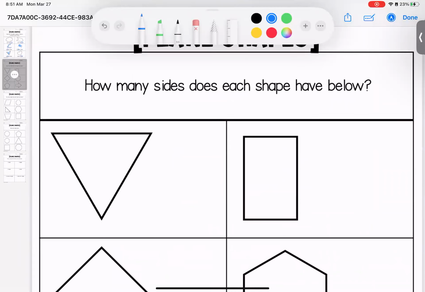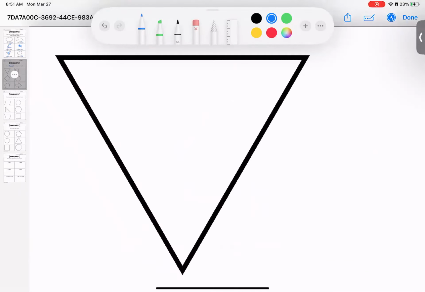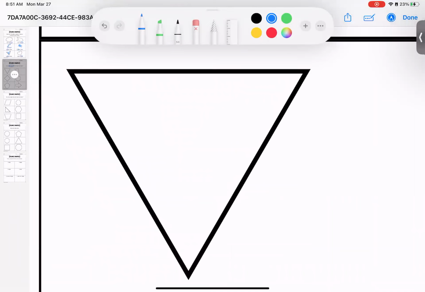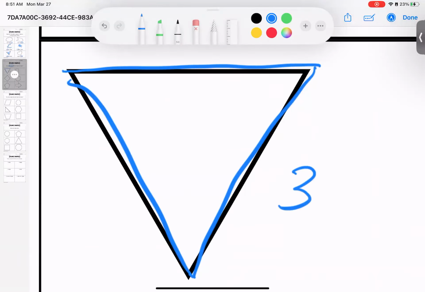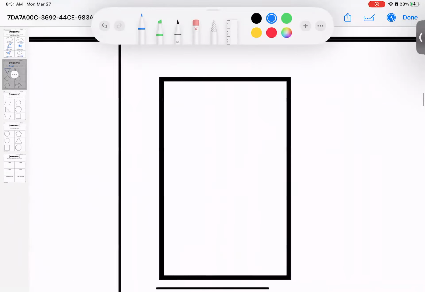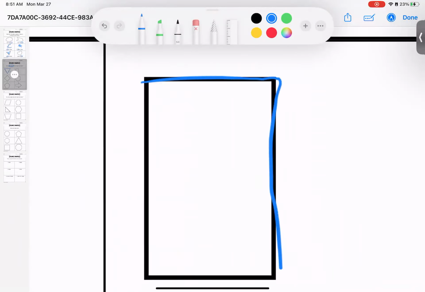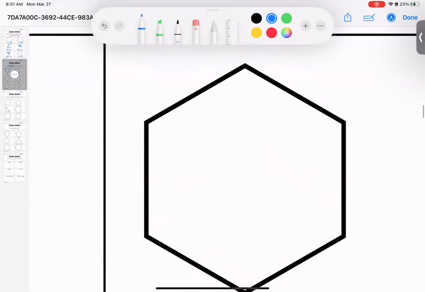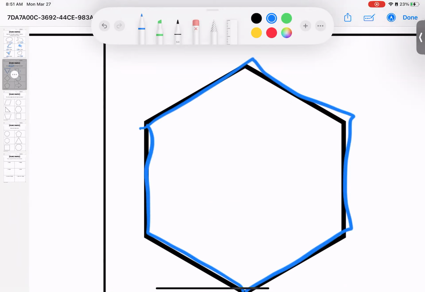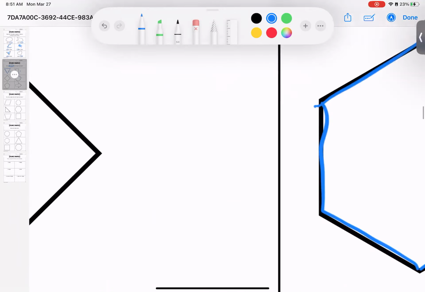All right, tiny nuggets, we're looking at how many sides each shape has. Remember, sides, think of it like lines that I would have to draw in order to recreate the shape. So if I'm looking at my triangle, I have one, two, three. There are three sides. Over here, our rectangle, one, two, three, four. There are four sides. And it's very easy to count if we just trace over the lines that we have. One, two, three, four, five, six. There are six sides on the shape.